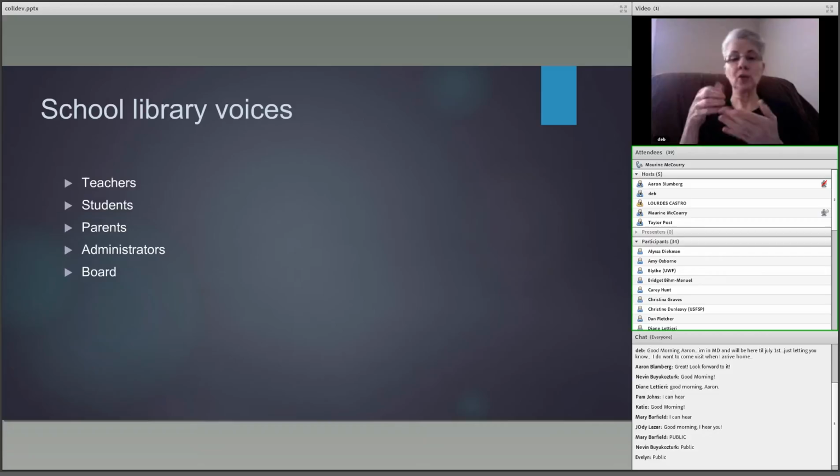Administrators, again, always important. Know what they feel that you need for the library and what their thoughts are, and the board, of course, the source of the money. They have to be considered when you're deciding what to buy and to accept as gifts.